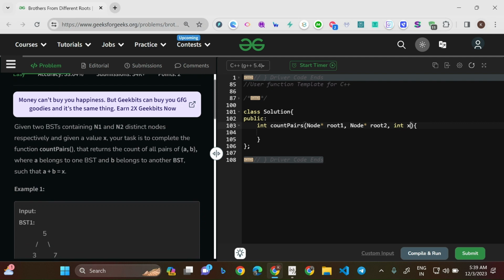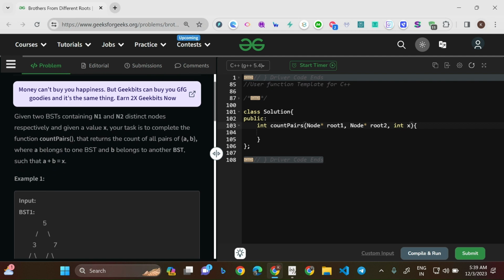Given two BSTs containing N1 and N2 distinct nodes. Okay, so this is a point to be noted. BSTs will only have distinct nodes in this case. So whatever nodes you find in BST1 or BST2, all of them would be unique, right? And given a value X. I'd also like to mention, if you are finding 8 in BST1, there's a chance that you can even find 8 in BST2, but you will not be finding two or three 8s in BST1 or BST2. Only a single 8 would be there. That means distinct elements within that particular BST.